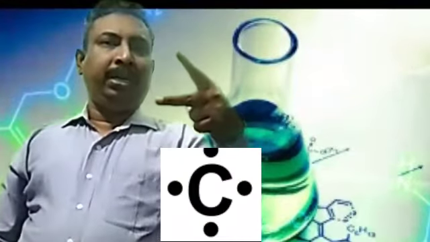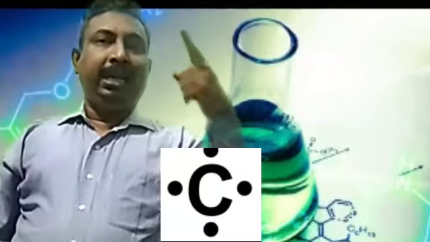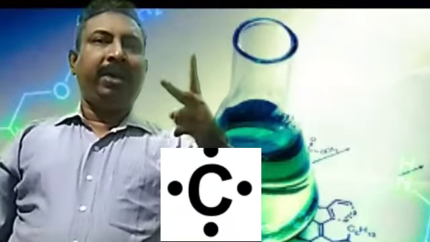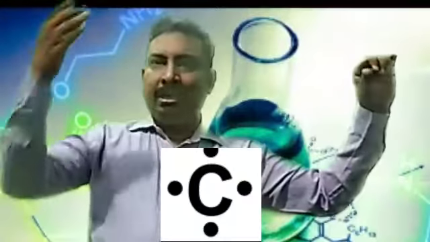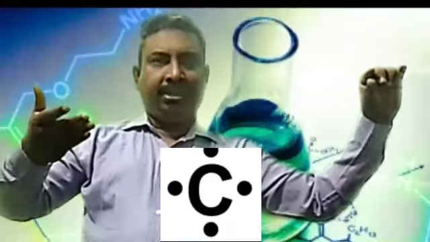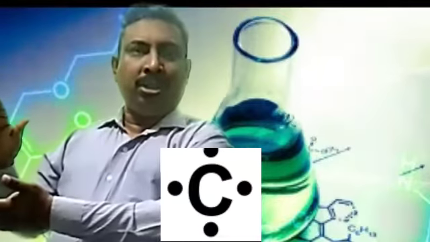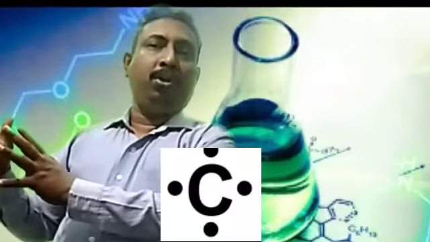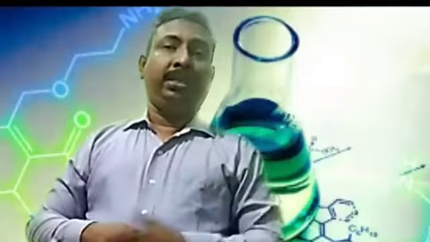Because of these two properties, which properties? Catenation and tetravalency. What is catenation? The ability to form long chains, branched chains, and ring structures. Tetravalency means 4 valence electrons, and due to its small size, it forms strong bonds. That is why carbon forms this many compounds. That's why carbon is so versatile, because of these two properties.